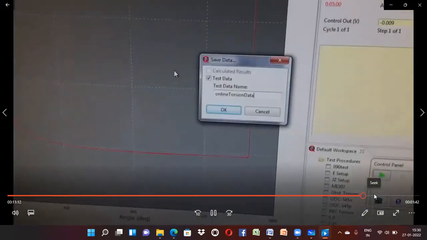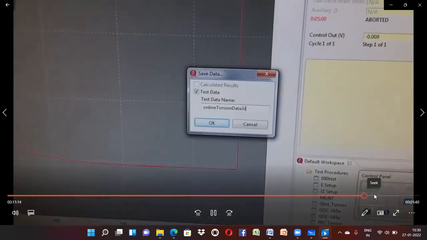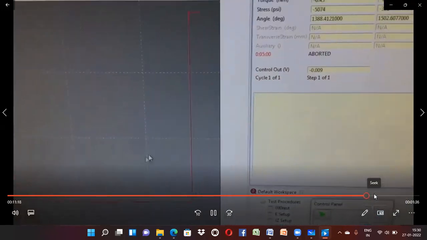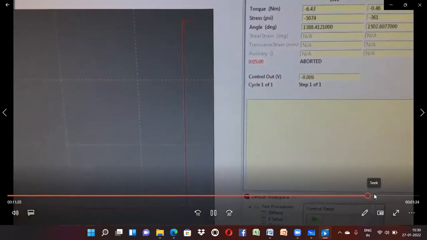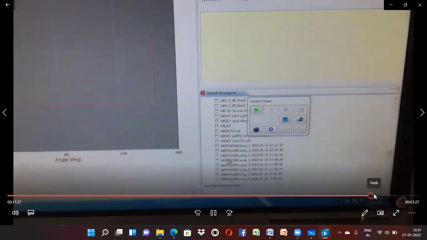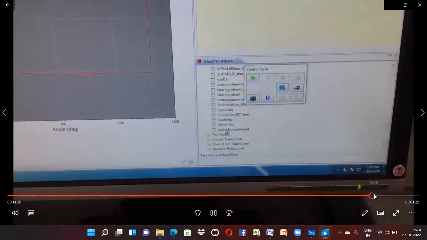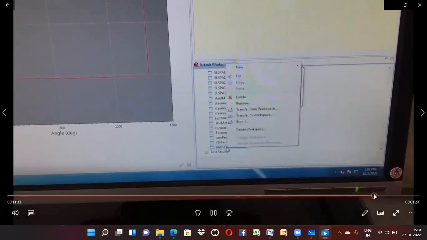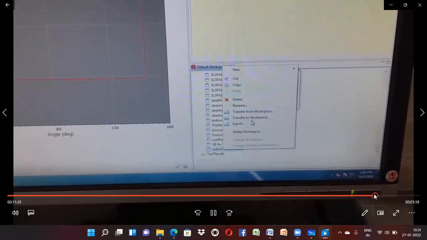And he's just going to give it some informative name, online torsion data aluminum. He clicks OK. So what it has done now, it has saved the data in a proprietary ADMET format. And so he's going to go down here and save it in the 307 folder. There it is. Okay, but now he needs to export it, right?